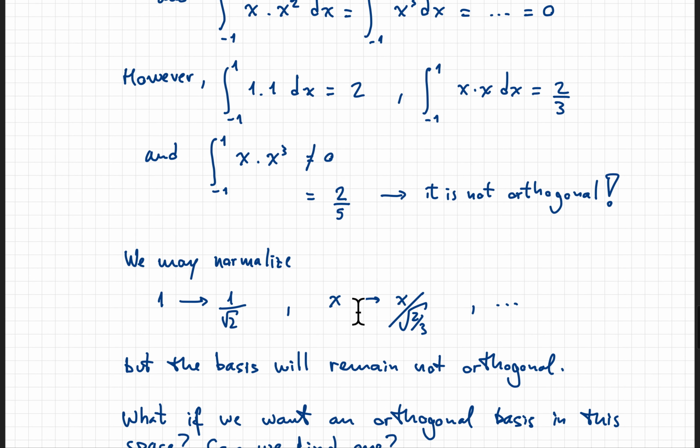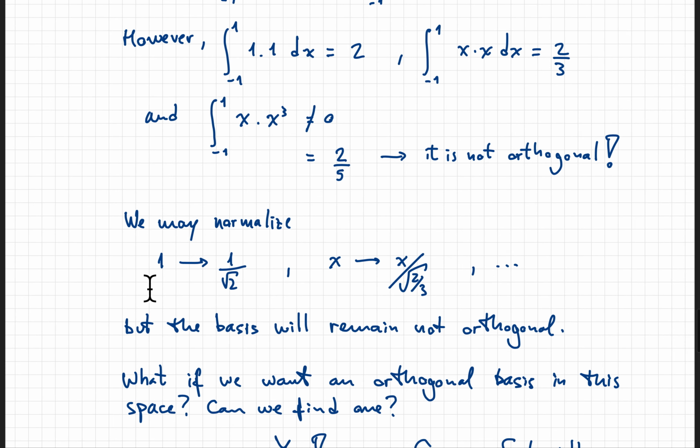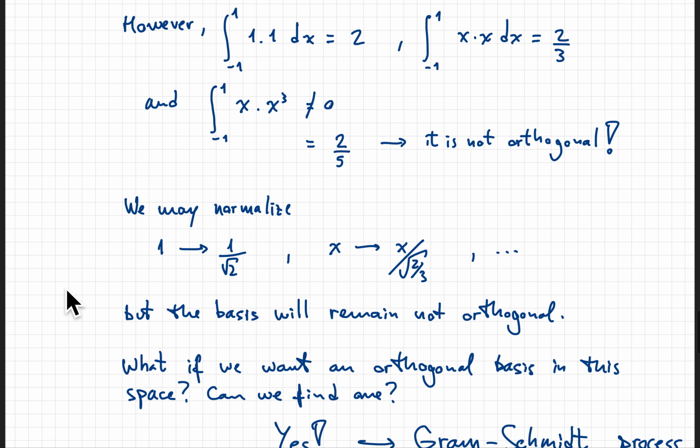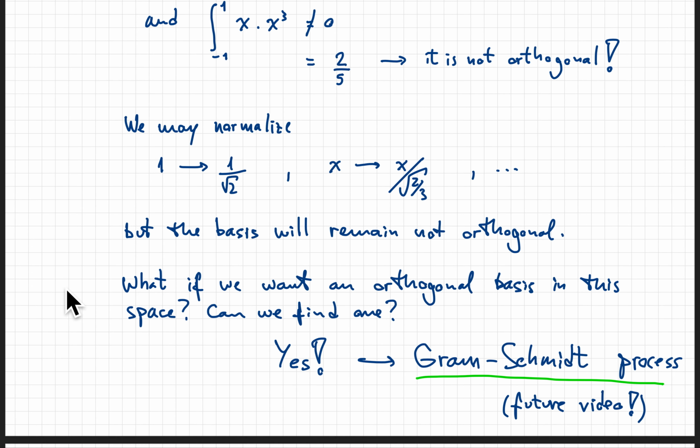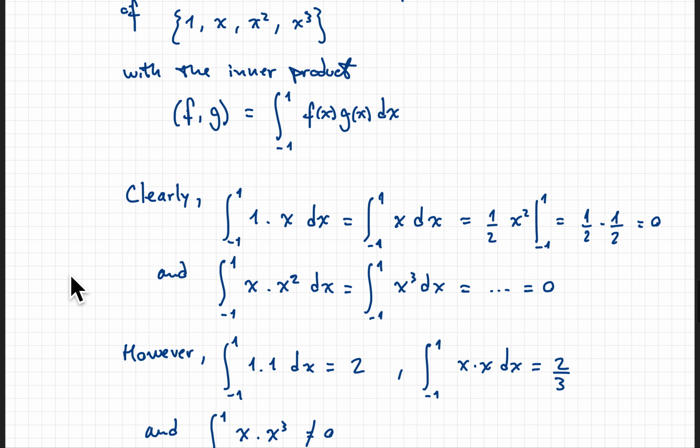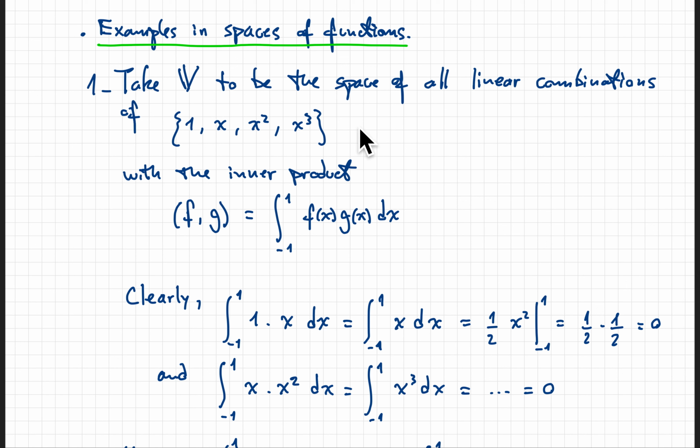As I was saying, then we may normalize the vectors in this way just by dividing by a constant. That means the 1 will be replaced by 1 over square root of 2, x will be replaced by x divided by square root of 2/3, and so on, but the basis will remain not orthogonal. And so I would have to do something about that if I want an orthogonal basis for that space. So what do we do if we want that? We can find one, and the answer to that is called the Gram-Schmidt process. And it's possible by that process, if you start with a basis like we started here, a linearly independent, well-defined basis, to get an orthogonal basis based on these guys if you follow that process. And we'll see that in a future video.